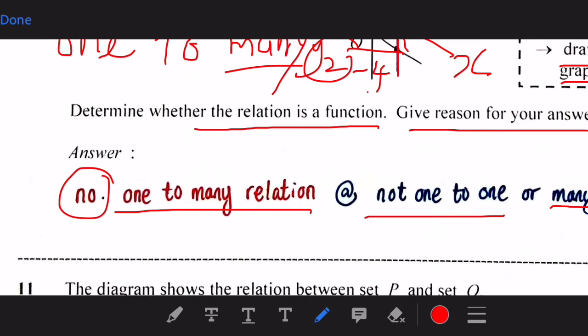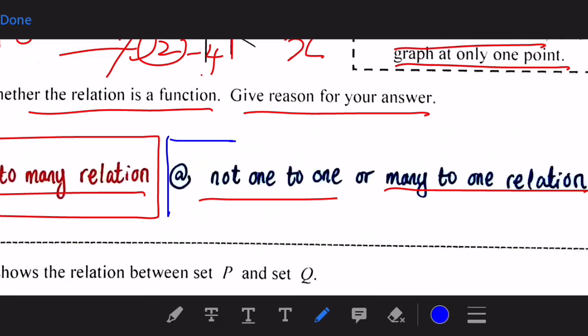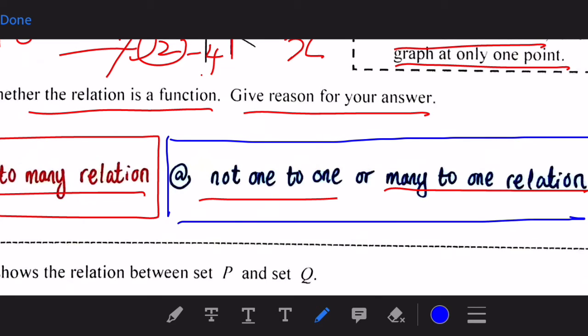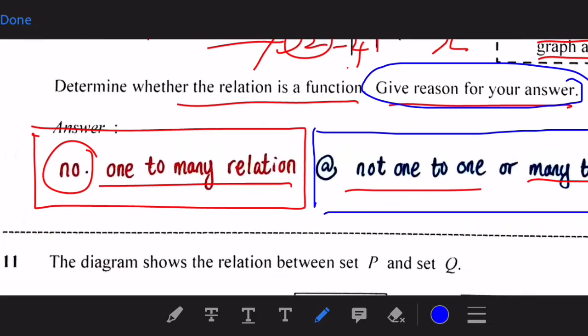So your answer, you can answer like this. Your statement, you must say no, it is a one-to-many relation, or else you can use another way to answer. You can say it is not a one-to-one or many-to-one relation. You have to give your answer to justify the statement, whether it is a function or not.